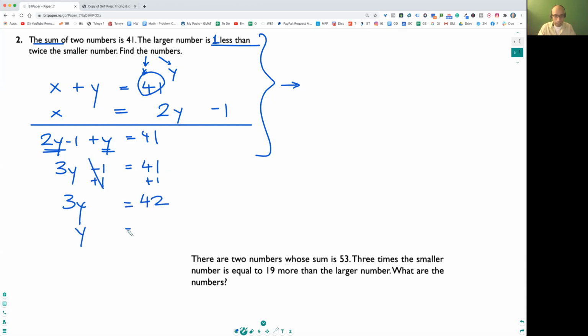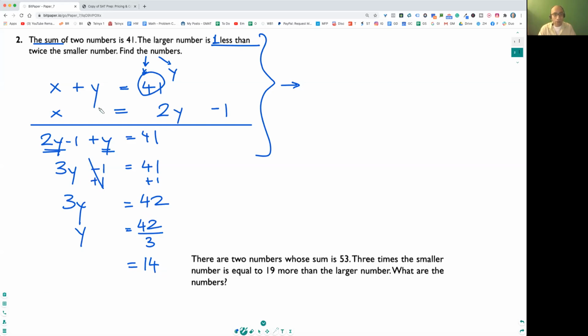And so y is equal to 42 over 3. Sorry, where's my mind today? 42 over 3, and so that's going to be 14. This is a calculator section problem, so you can just use your calculator, and y is equal to 14.